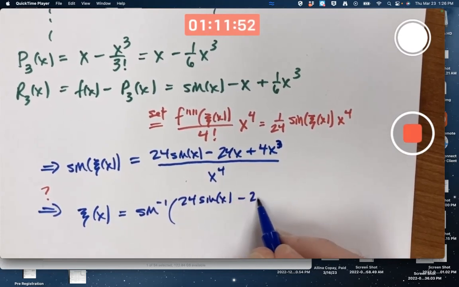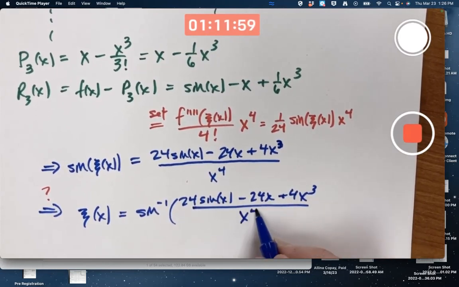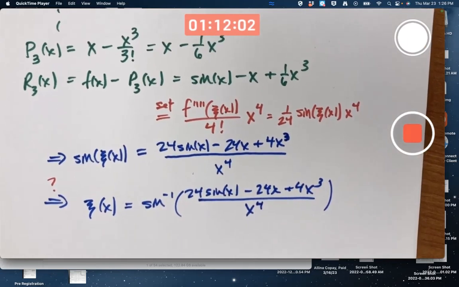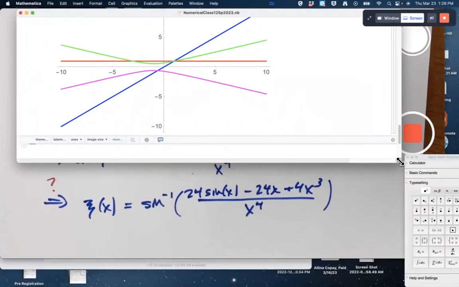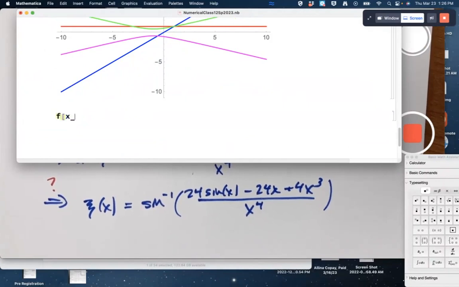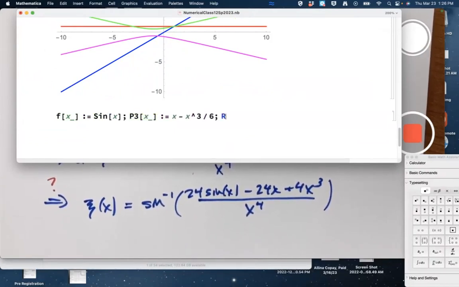Is that really what c of x is going to be? Well, I'm not going to prove it perhaps, but let's see if Mathematica makes it reasonable. And let's do everything again. So f of x now is sine of x. We got a p3 of x is x minus x cubed over 6. r3 of x is the original function, f of x minus the approximation. And again, you'll be doing this often, or maybe not real often for your homework, just with particular values of x. But I'm thinking about this for arbitrary x's.